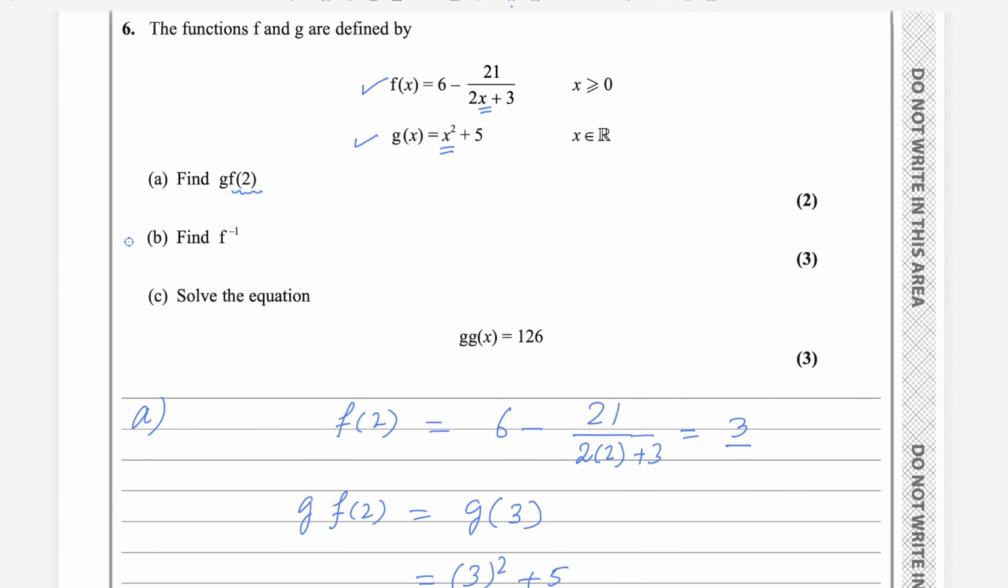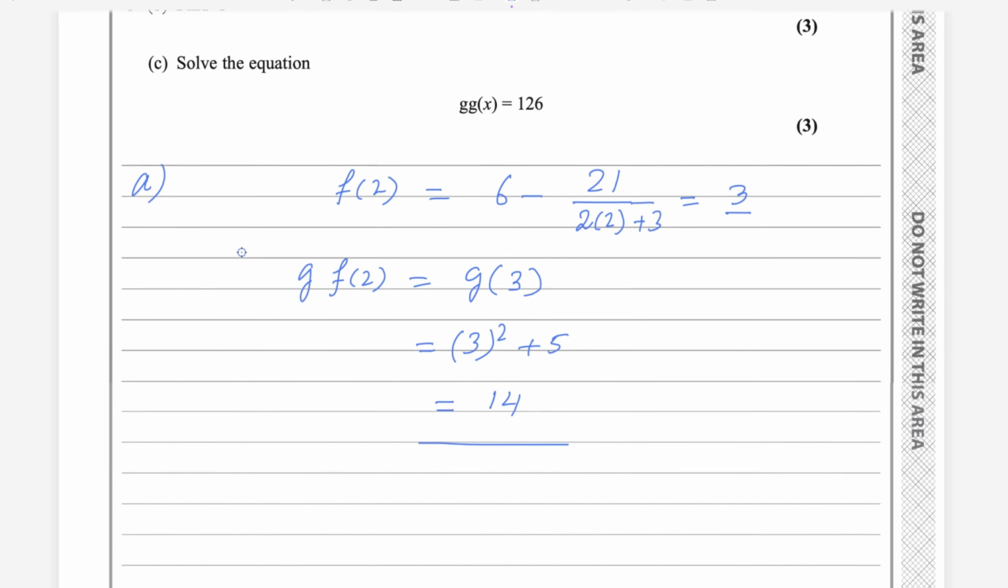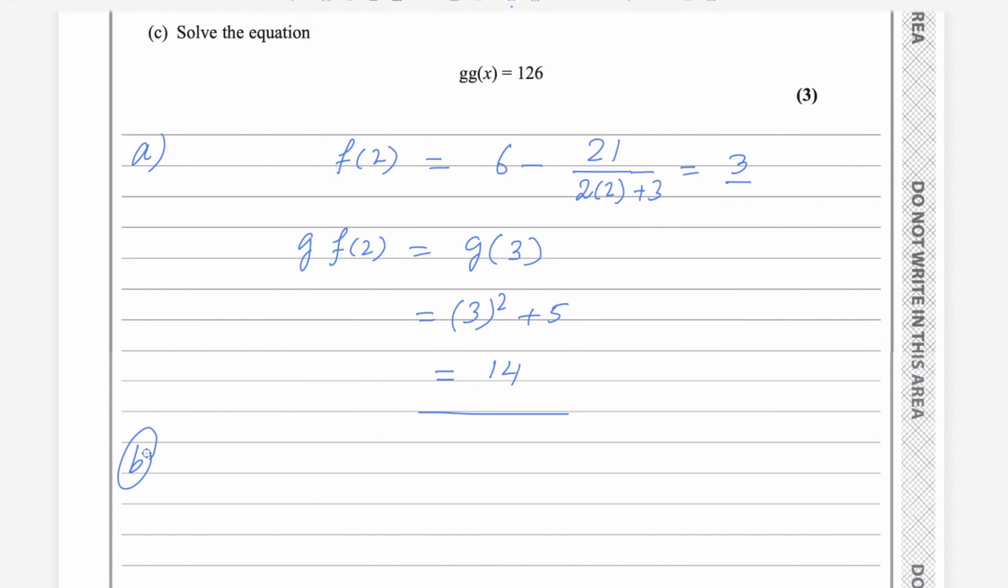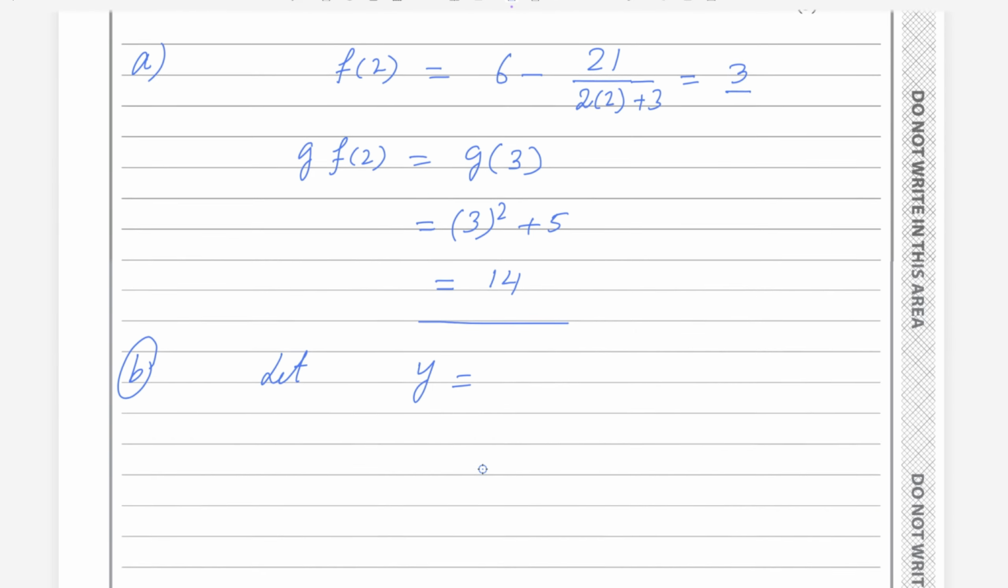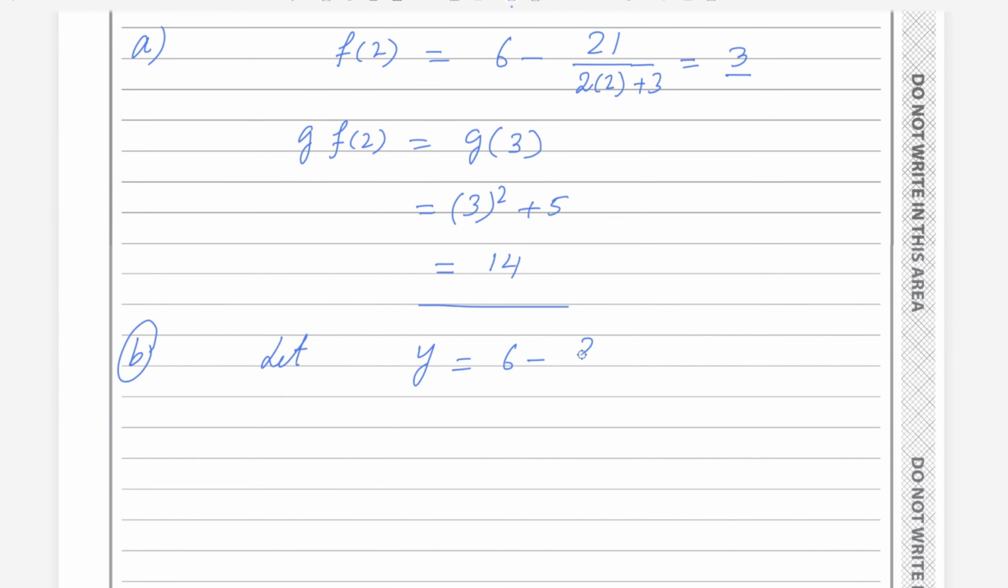Second part, find f inverse. To find the inverse function, the first step is to replace the function with y. So let y equal our function, 6 minus 21 over 2x plus 3. This is the first step of finding the inverse. Second step, interchange the y with x.